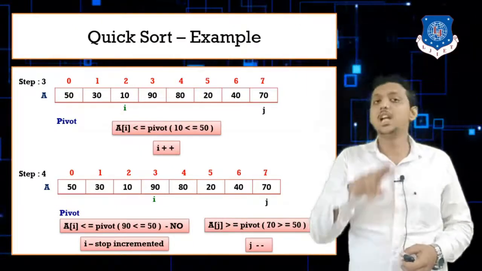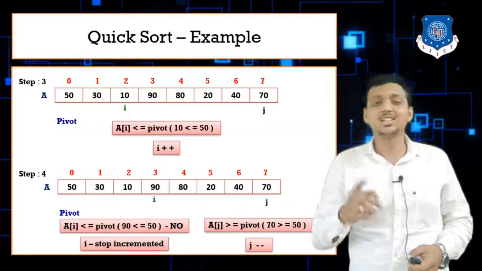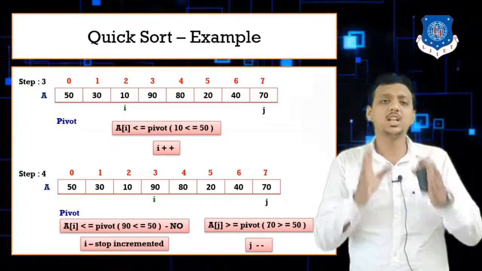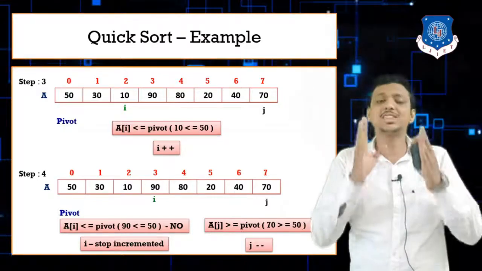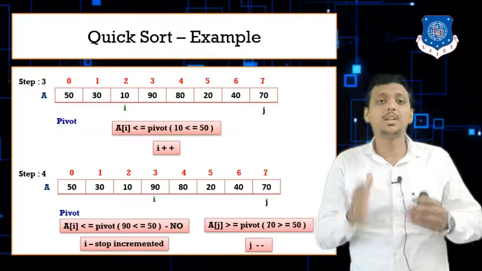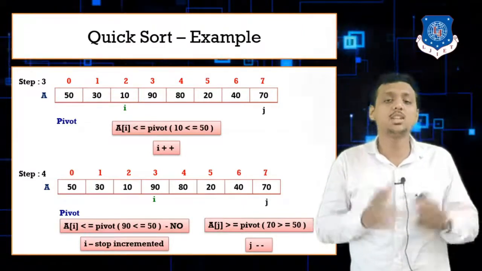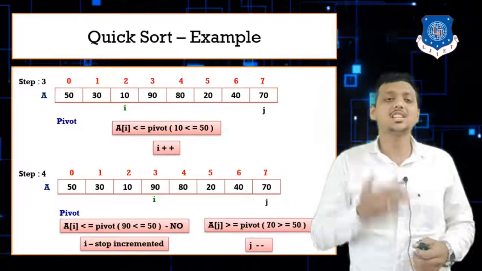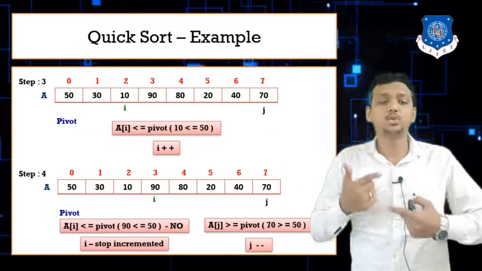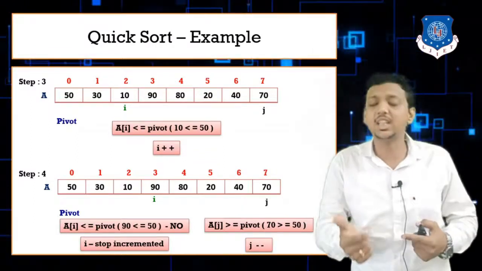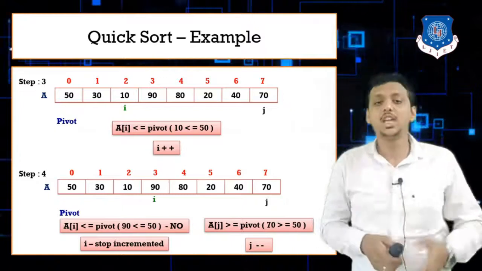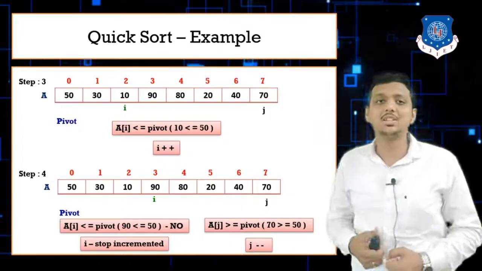Okay. Now let's move towards the next condition. The next condition is for j. See students, first you need to apply the condition for I only. Once I is stopped, then apply for j. Once j is stopped, then apply the condition for I stop and j stop. Fine. So first I applied the condition for I. My I is incrementing from 50 to 30, 30 to 10, 10 to 90. Now I has stopped. So it's a turn for j. Here the A of j value is 70.